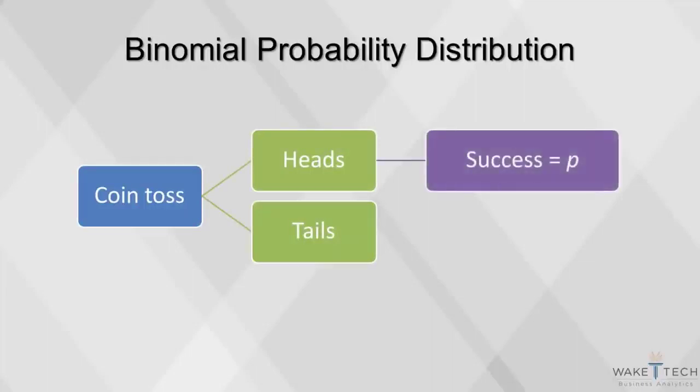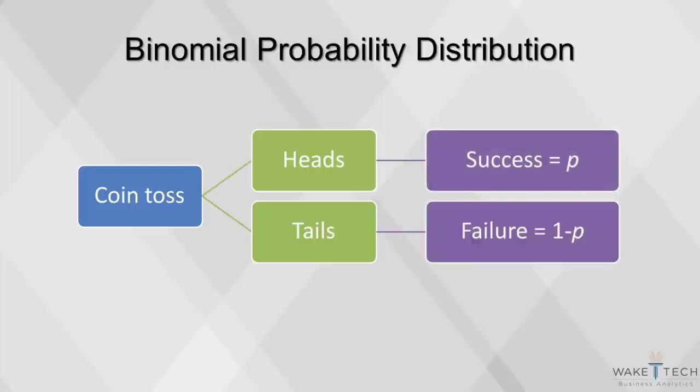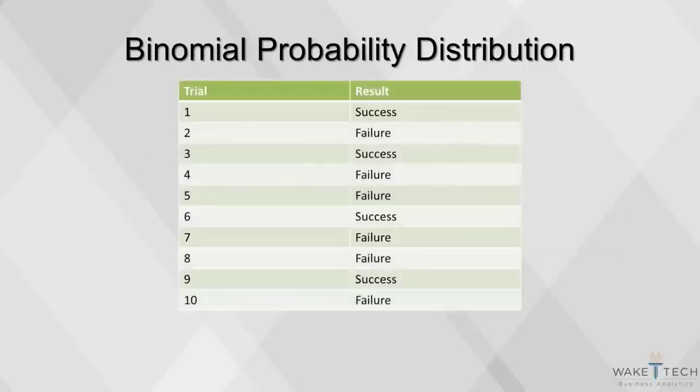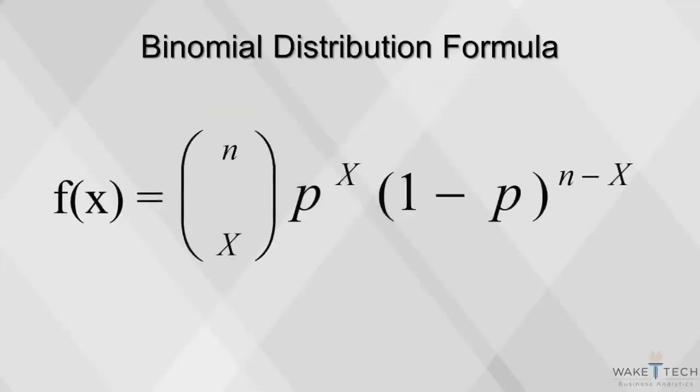These outcomes are generally called success and failure. The probability of success is p, and the probability of failure is 1 minus p. The distribution maps the outcome of all the trials. Each trial has to be independent, and the probability of success has to be the same for each trial. This is the probability mass function formula for a binomial distribution.